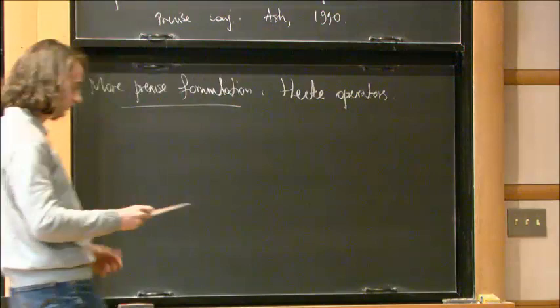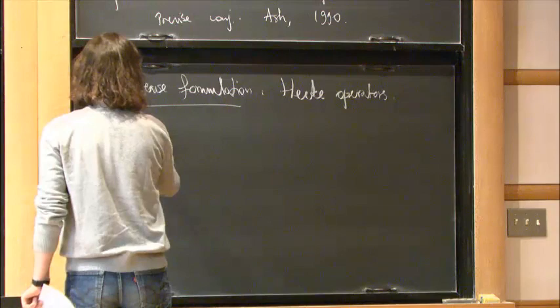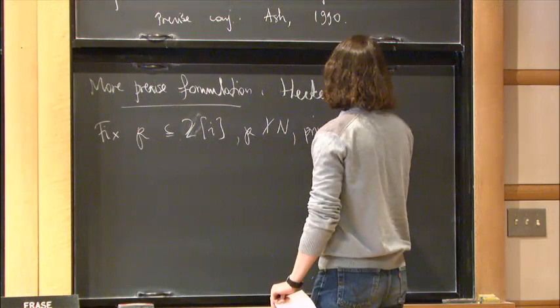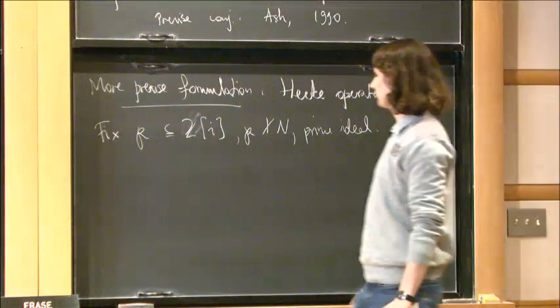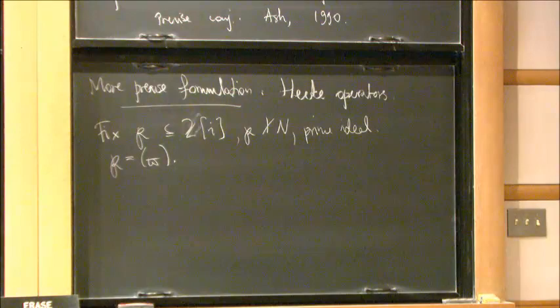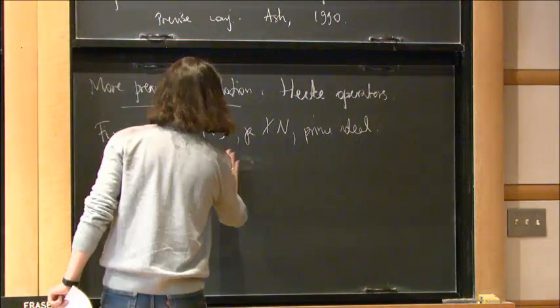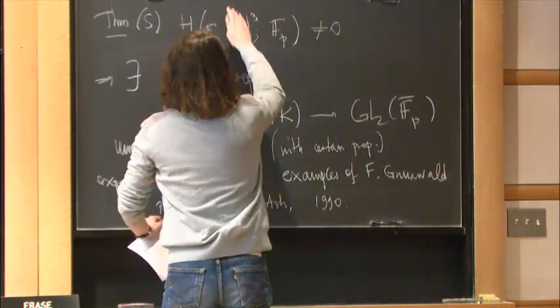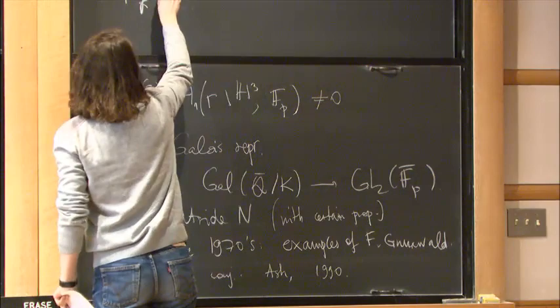So fix some prime ideal in the ring of integers, not dividing n. And I carefully chose an imaginary quadratic field for which all of these are principal. So it's generated by some element in the ring of integers. And then I can look at the following subgroup. So I intersect my congruence subgroup gamma with a certain conjugate of it.